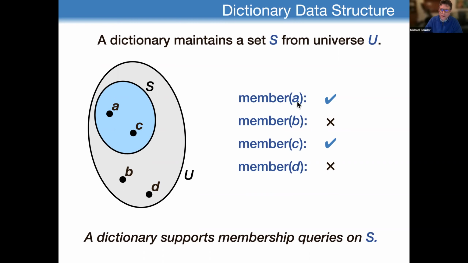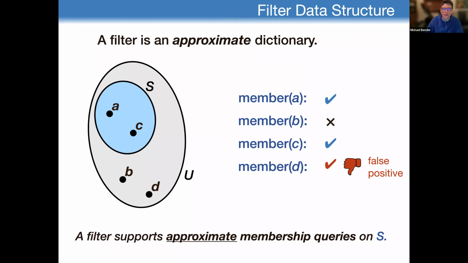So if we ask, is A a member of the set S? Well, yeah, A is in the set, so it's a member. Is B a member of the set? Well, no, it's not a member. You see, B is not in the set, D is not in the set, but C is in the set. So this is what we mean by dictionary data structure, and the primary operation it supports is membership queries and a couple others. Okay, so this is a dictionary data structure, and a filter data structure is an approximate dictionary.